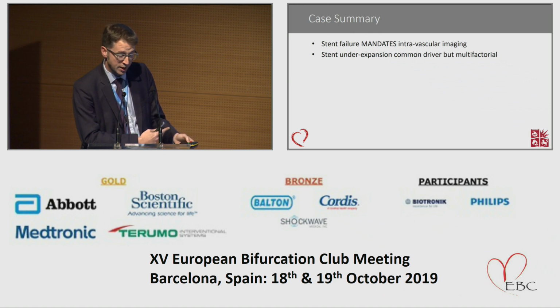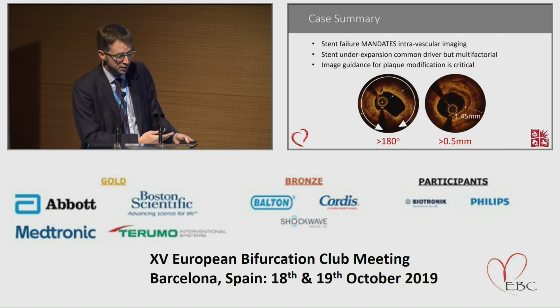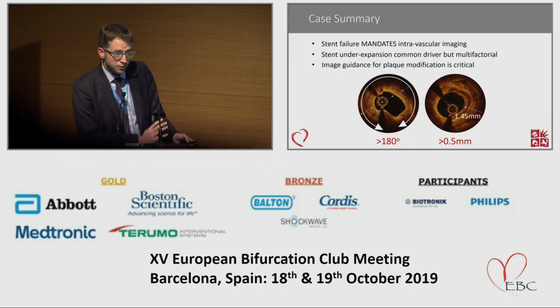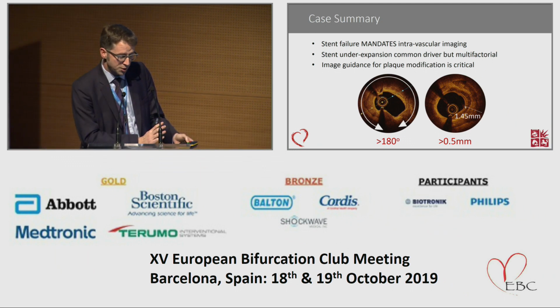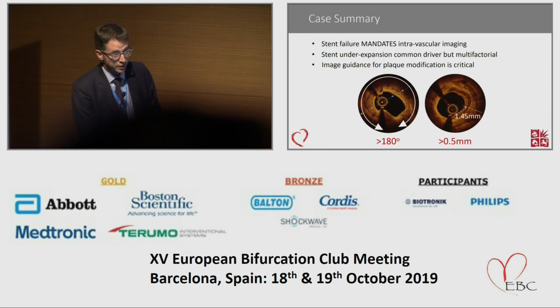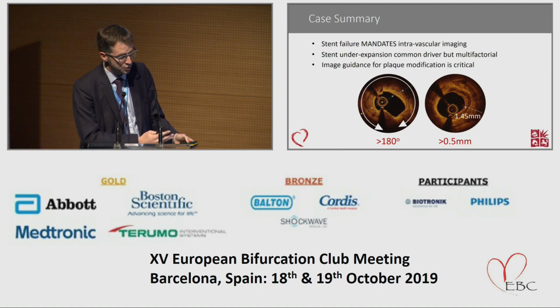Underexpansion, as we saw in this case for certainly that distal stent, does remain a very common driver, although from registry data we see that it is often multifactorial. The delineation of calcium is critical, and the fact that it will now guide us in terms of our decision making in terms of plaque modification, I think is going to be key to gaining long-term successes for patients.